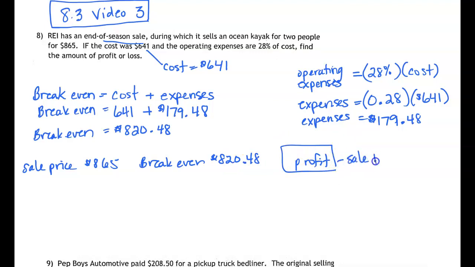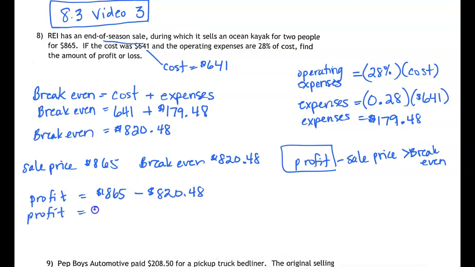I'm going to write what I just said. Sale price is bigger than the break even. Now let's find out how much profit is made. The profit is going to be the difference between the break even and the sale price. I calculate a profit of $44.52. Let's go ahead and take a look at that last question, question 9.